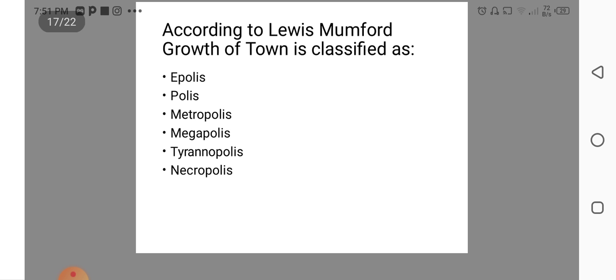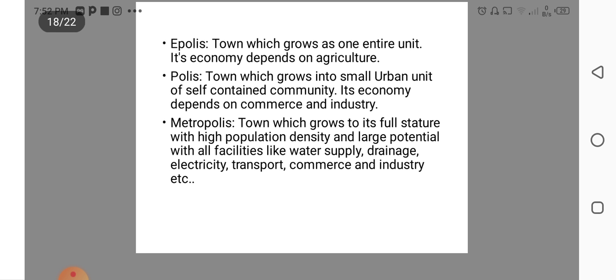According to Lewis Mumford, growth of town is classified as eopolis, polis, metropolis, megalopolis, tyrannopolis, necropolis. Eopolis, which grows as one entire unit. Its economy depends upon agriculture. Polis, growth into small units or urban units or self-contained community. It depends upon commerce and industries.